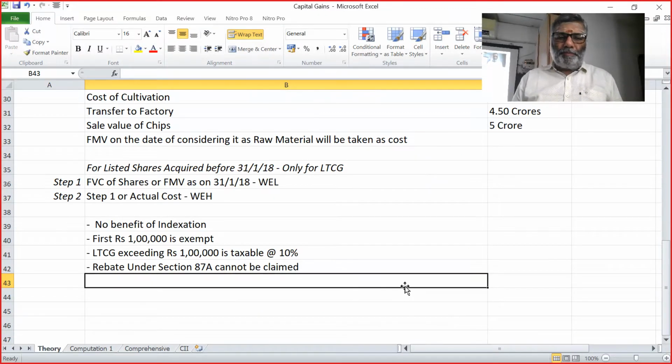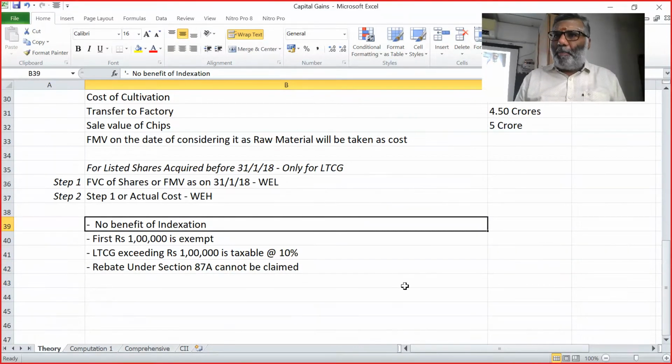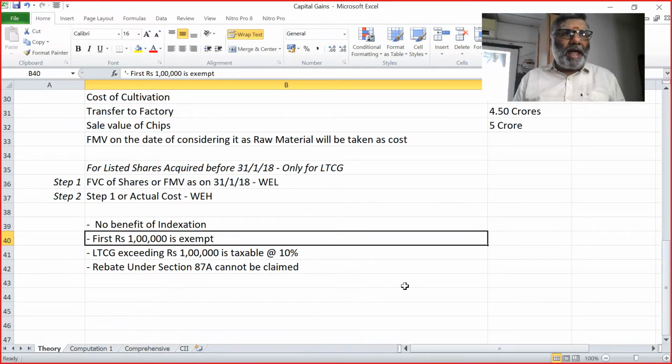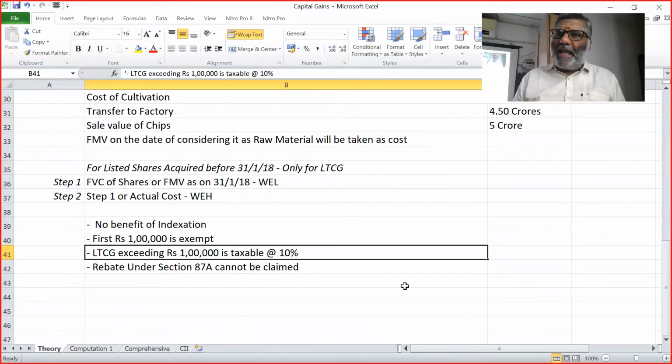These are the additional points which we have already seen. No benefit of indexation. First 1 lakh is exempt. LTCG exceeding 1 lakh is taxable at 10%, and rebate under 87A cannot be claimed. This is only for listed shares, and that too LTCG. STCG is under 111A, taxable at 15%. Unlisted shares follow the normal methodology of computation.